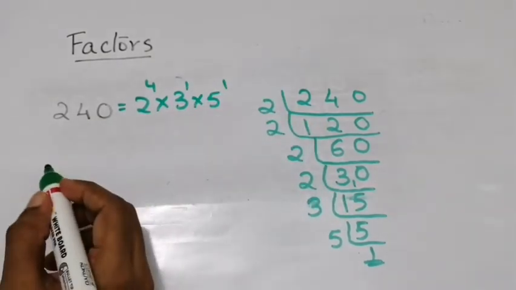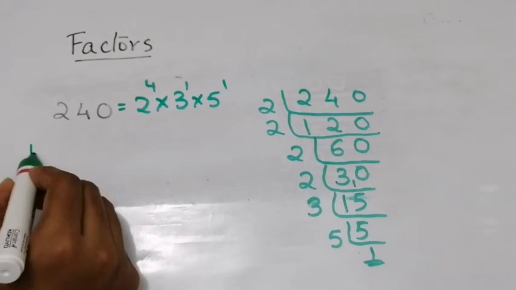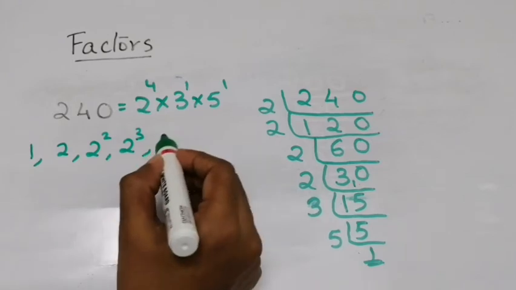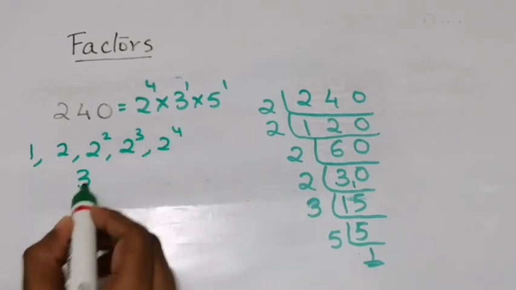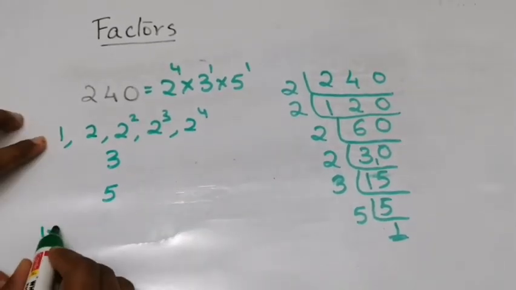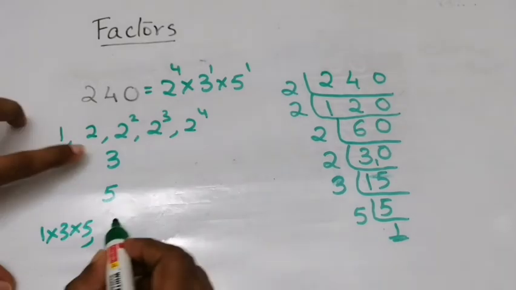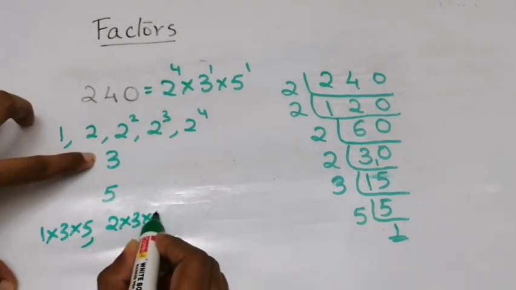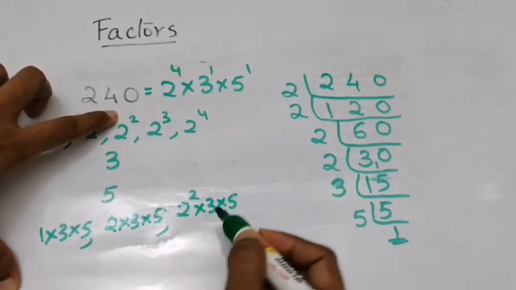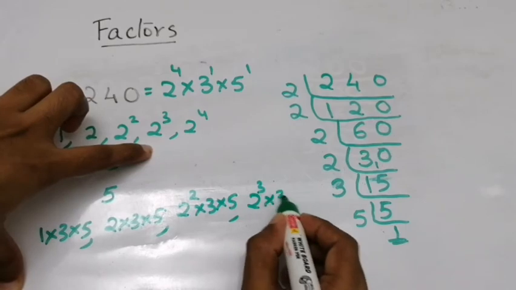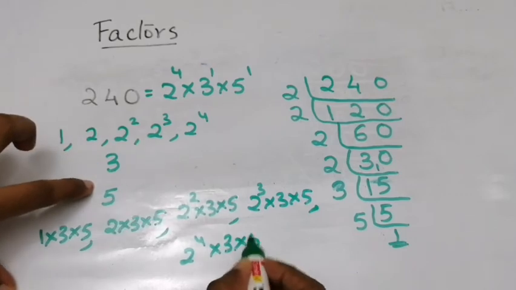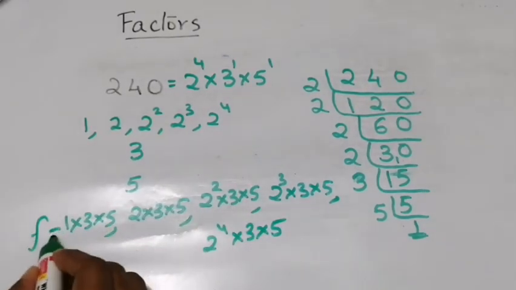So how can we write this one? Here 1, 2 to the power 1, 2 to the power 2, 2 to the power 3, 2 to the power 4. Then 1 3 we have and 1 5 also we have. So how can we do this one? 1 into 3 into 5, comma, 2 into 3 into 5, comma, 2 to the power 2 into 3 into 5, comma, 2 to the power 3 into 3 into 5, comma, 2 to the power 4 into 3 into 5. These are the factors.